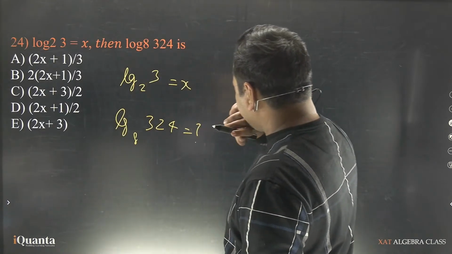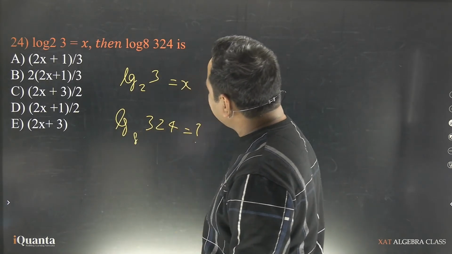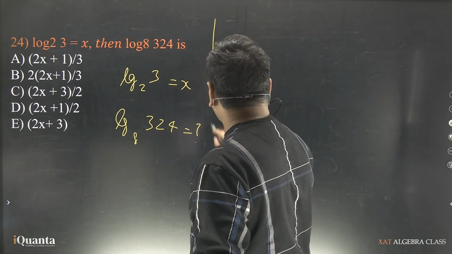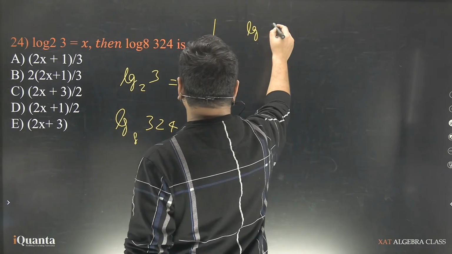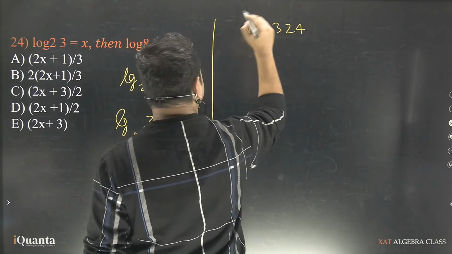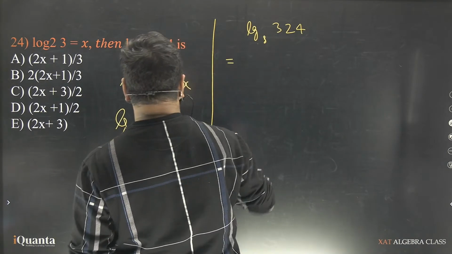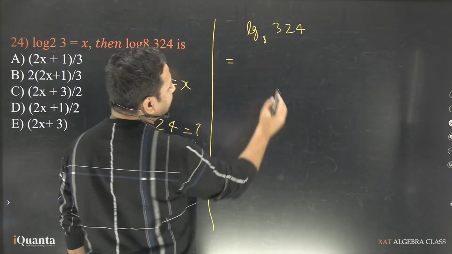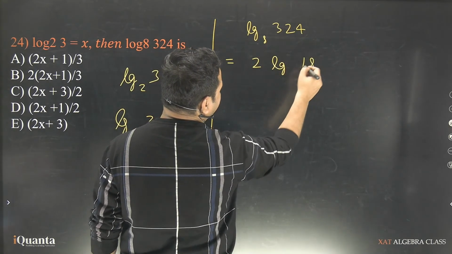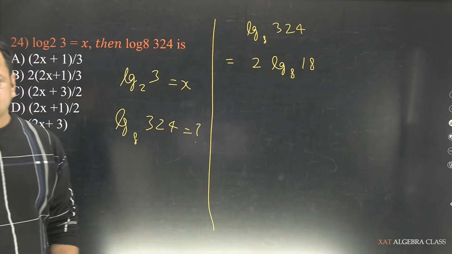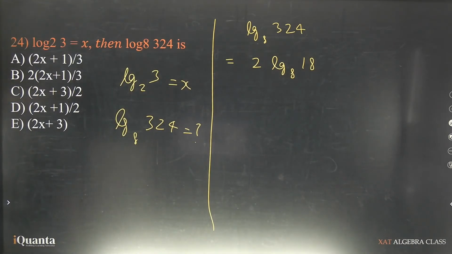Three है, यहाँ 2 है, 2 का cube है. So all the game is in 3 and 2 only. Okay. 324 देखते दिमाग में क्या आता है? मेरे दिमाग में आता है 18 का स्क्वायर. तो मैं इसे 18 का स्क्वायर लिखना चाहूँगा and I'll write 2 log 18 base 8. Is that fine with everyone? That's fine.